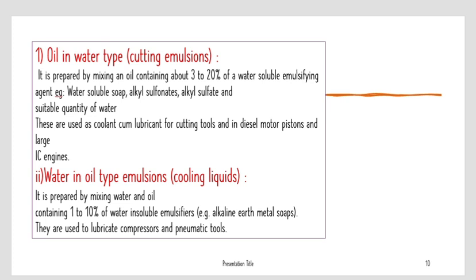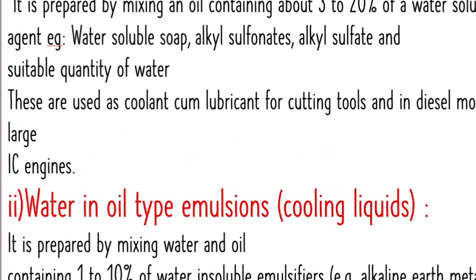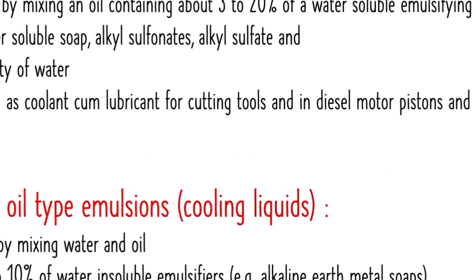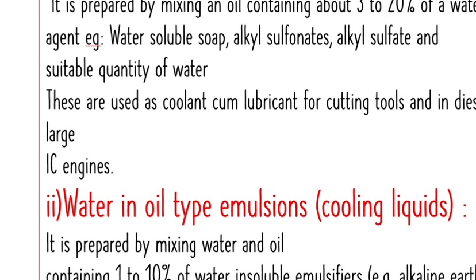Second is water in oil type emulsion. It is also known as cooling liquids. It is prepared by mixing water and oil containing 1 to 10%. Students remember the percentage is 1 to 10% of water in emulsifiers. The example is alkaline earth metal soaps. They are used to lubricate compressors and pneumatic tools.